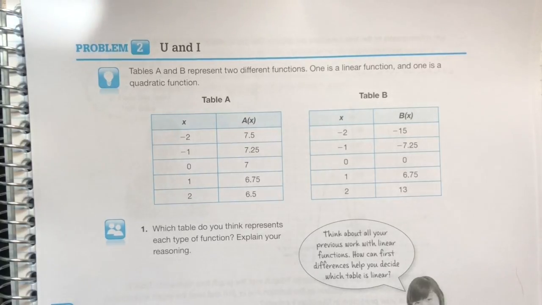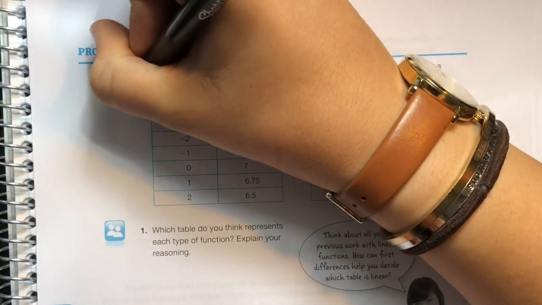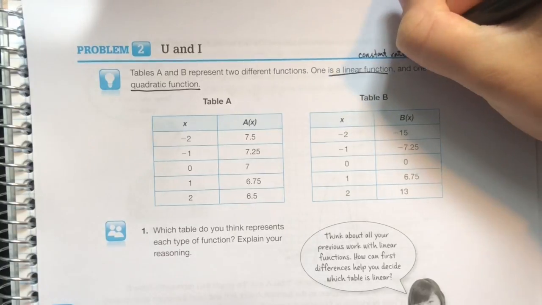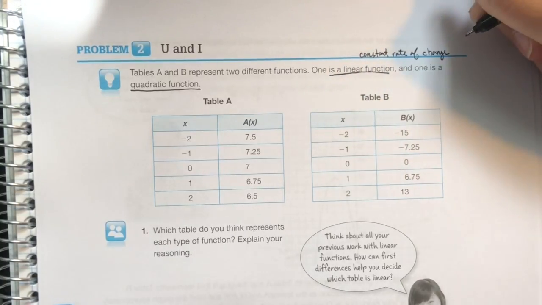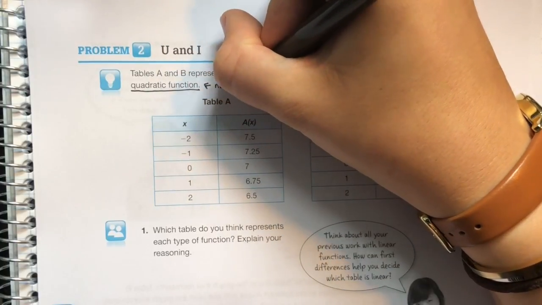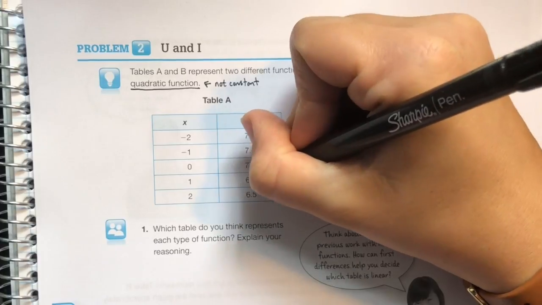Hey everyone, so today we're focused on chapter 11, section 2, and this is problem number 2 called U and I. And so we're looking at the difference between linear functions and quadratic functions. And the major difference between these two kinds of functions is their rate of change. Now in a linear function we know we have what's called a slope, which is a constant rate of change.